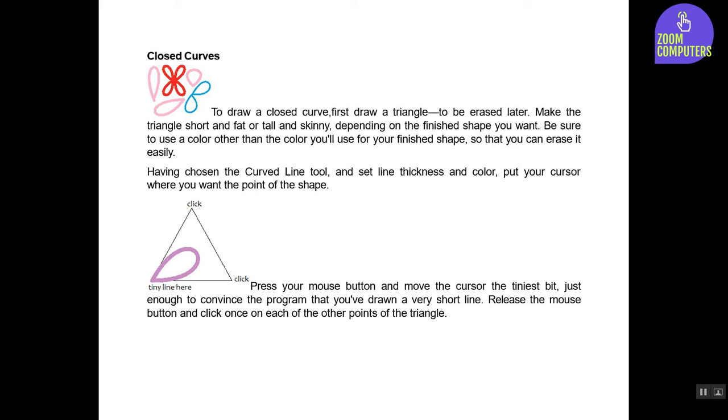Having chosen the curved line tool, and set line thickness and color, put your cursor where you want the point of the shape. Press your mouse button and move the cursor the tiniest bit, just enough to convince the program that you've drawn a very short line. Release the mouse button and click once on each of the other points of the triangle.